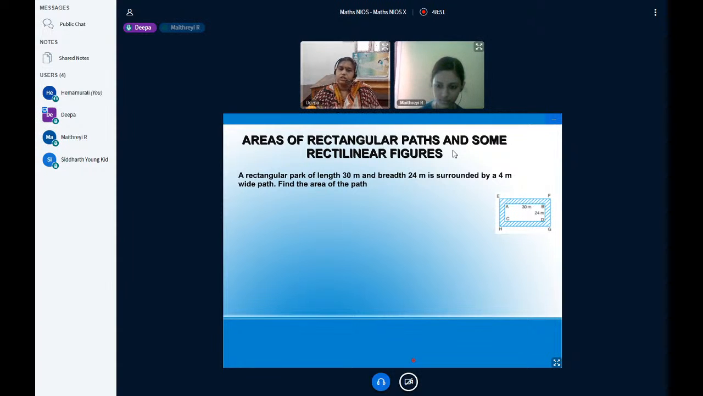Now we are going to learn about areas of rectangular paths and some rectilinear figures. In this part, we are going to find the area of the path with the given figure. Here they gave the rectangular figure. A rectangular park of length 30 meter and breadth 24 meter is surrounded by a 4 meter wide path. Find the area of the path. What is the length of the rectangular park? 30 meters, and the breadth is 24 meters, and it is surrounded by a path 4 meter wide, on all four sides. Now we are going to find the area of the path.